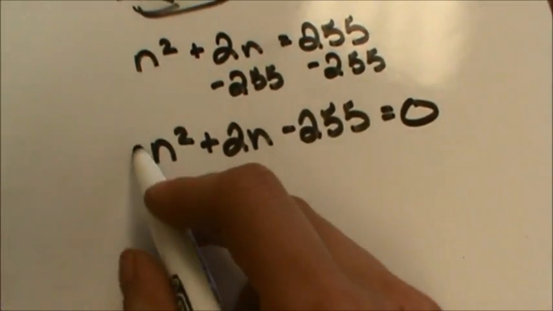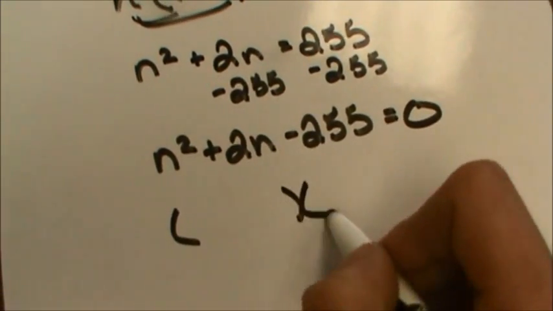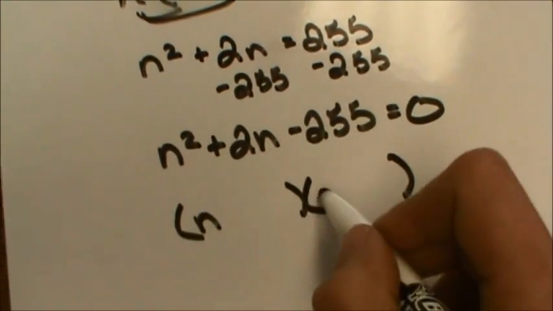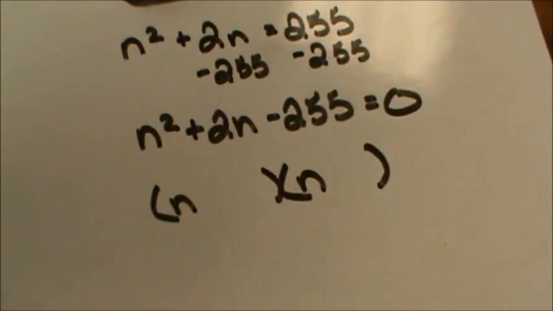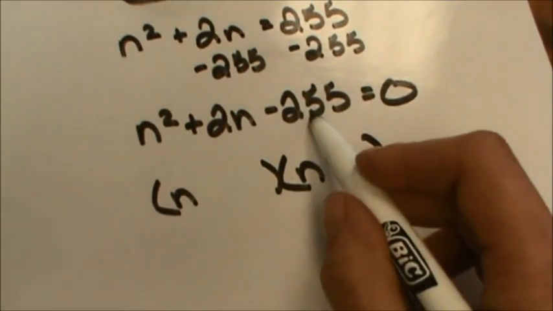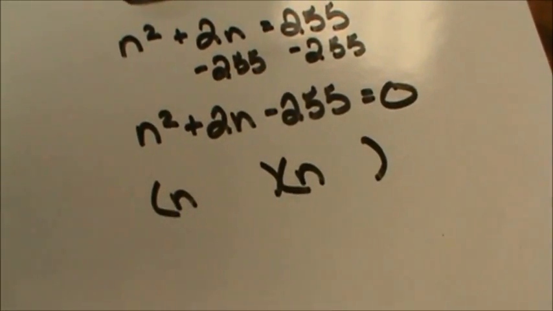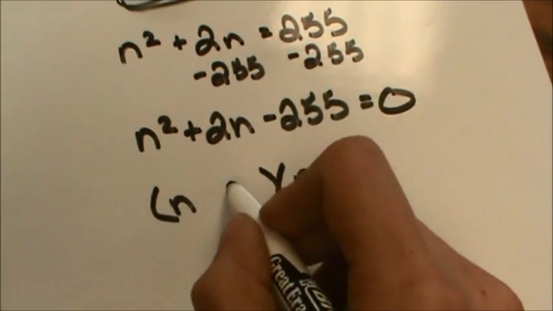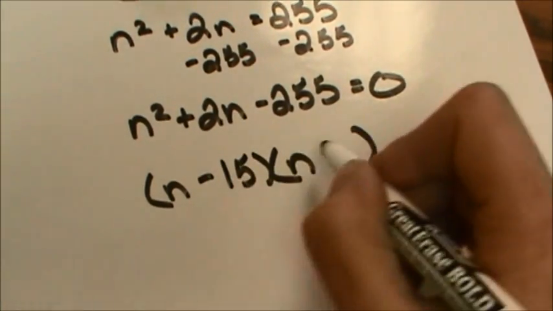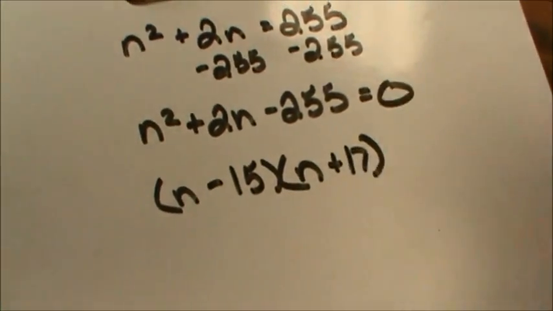This is a coefficient of 1 problem, so I don't need the factor box. I can just jump to writing my factors here. N will be in the front. These two numbers will multiply to be negative 255 and add to be positive 2. Those two numbers are negative 15 and positive 17.